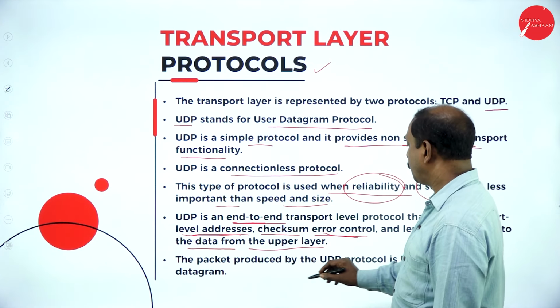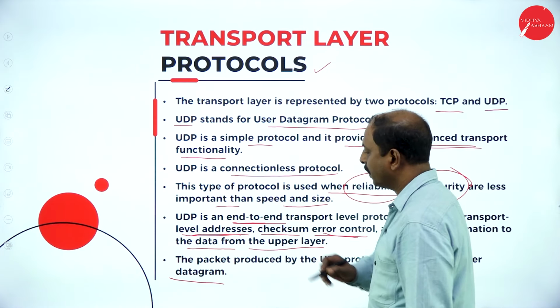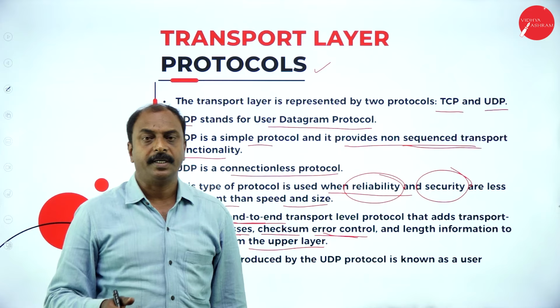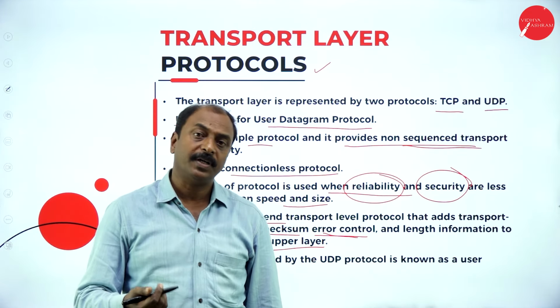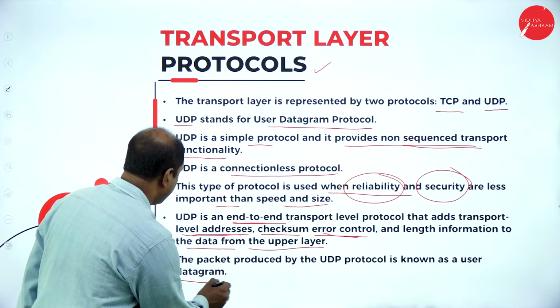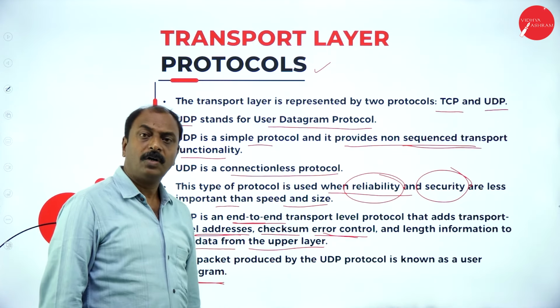Now, the packet produced by the UDP protocol is known as the user datagram. As we know, we call data packets by different names in different layers of the OSI reference model. Similarly, here in UDP, it is referred to as a user datagram. So, this is the UDP protocol of the transport layer.